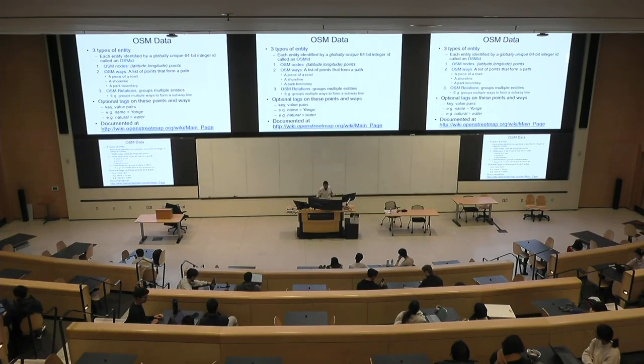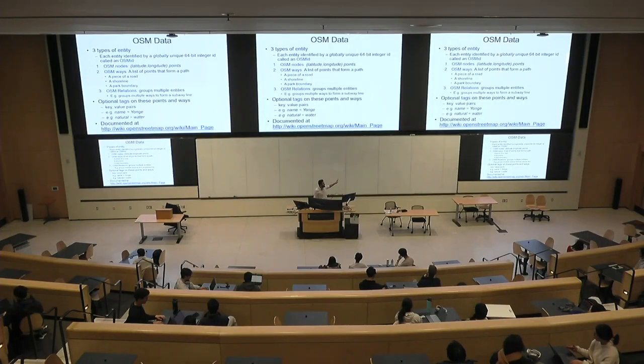Okay, so as I mentioned earlier, there are optional tags or attributes associated with these entities, and these are represented as key value pairs. For example, an OSM way can have a name, and the value of that name will be Young Street, for example. Or a certain feature will have a natural attribute, and the value for that natural attribute will be water, for example. Okay.